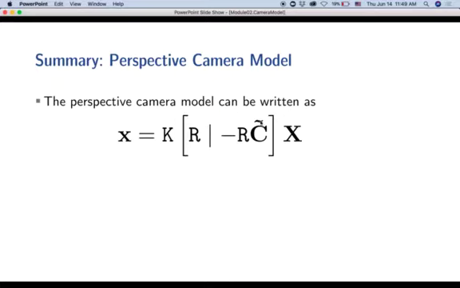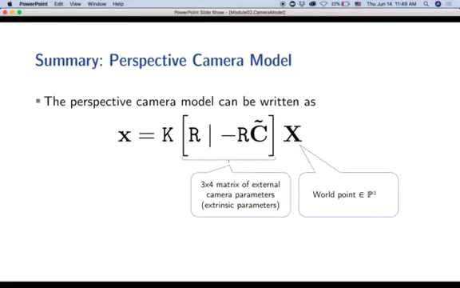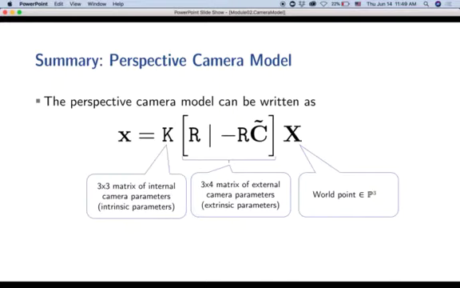Okay, so I can write it compactly as x is equal to K R [I | -C]. Sometimes I'm using tilde here just to show that this is a 3 vector, not a 4 vector, even though it's a 3D world point, but I'm writing it as a 3 vector because the whole matrix is 3 by 4. Okay, and then I have a capital X here. This is the world point in P3, so it's a 4 vector. This is a 3 by 4 matrix of external camera parameters. We call them extrinsic parameters. This is the 3 by 3 matrix of internal camera parameters. We call them intrinsic parameters.